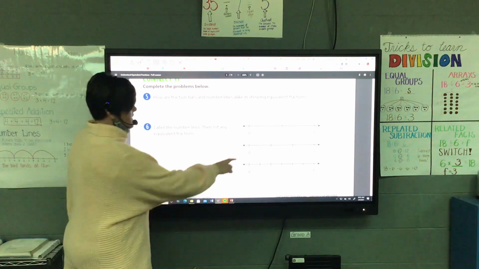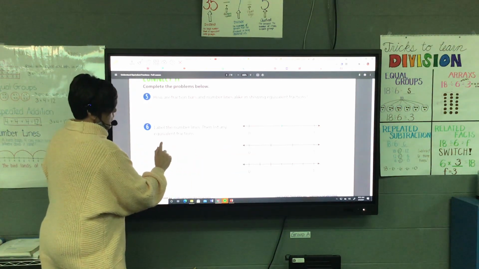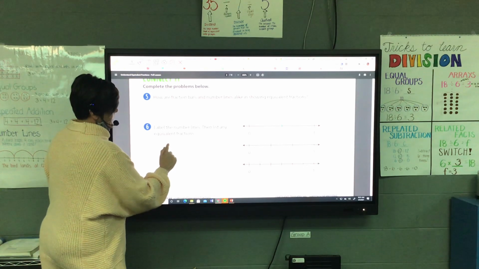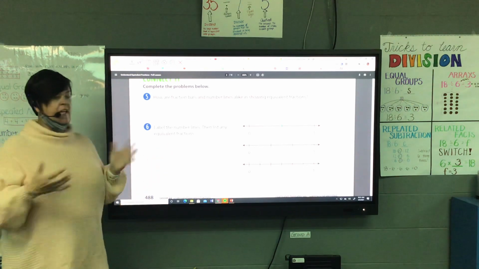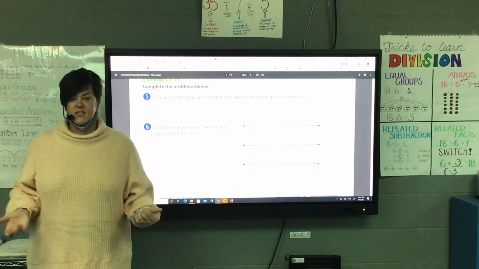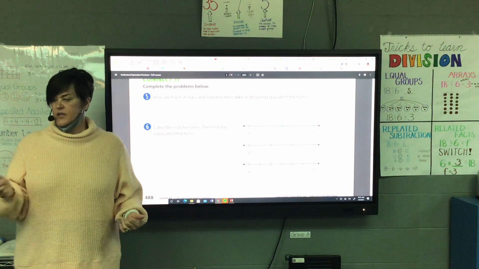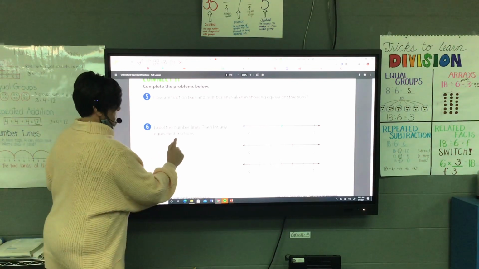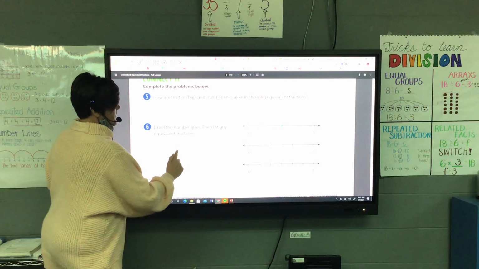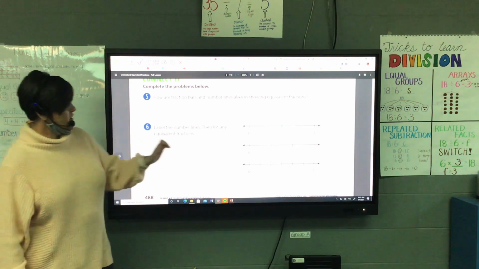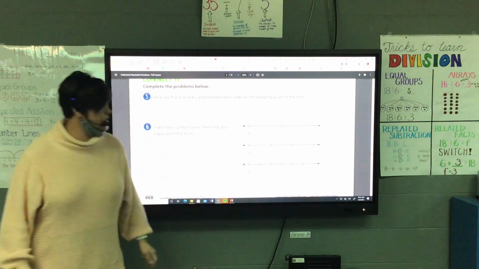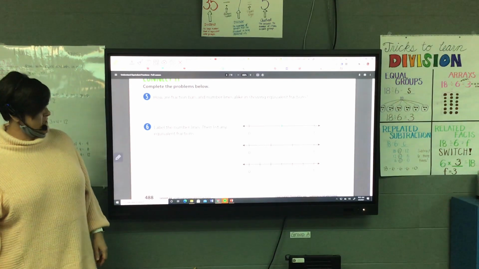1/3. Okay, so let's write that over here. 1/3. We're going to put an equal sign. Why would we put an equal sign? Connor? Because they're equal to. Yeah, they're equivalent. They're equal to each other. So 1/3 is equal to 2/6.